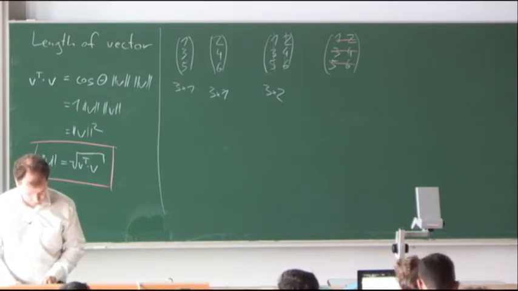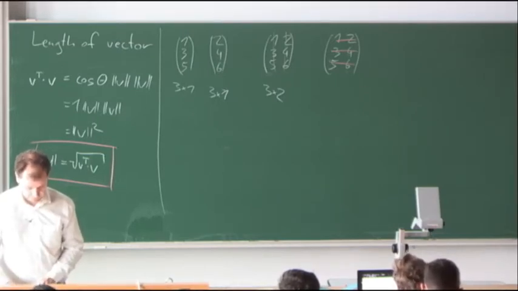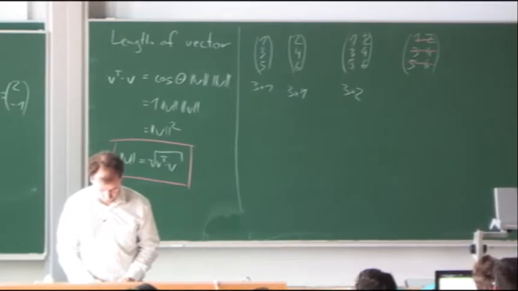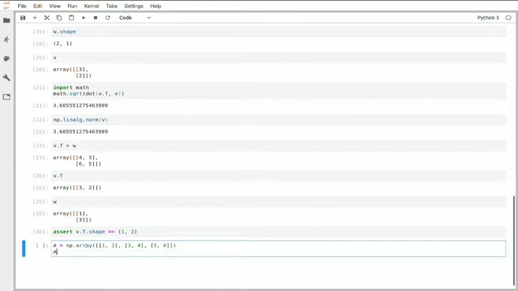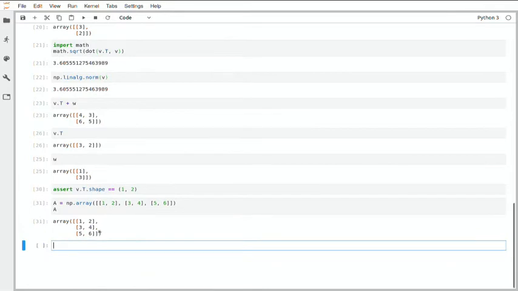what we have to do is we say matrix A is np.array. And now, as always, we just give a list of the rows. So the first row is 1, 2. Then the second row is 3, 4. And the third row is 5, 6. And now our matrix is A. So this is exactly the matrix that we wrote here on the backboard.